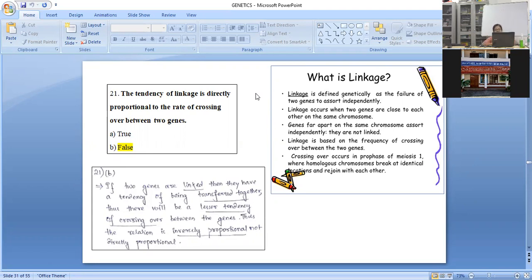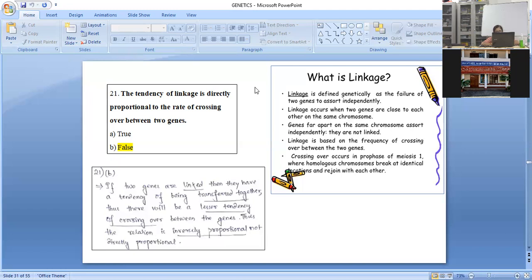So we can define linkage genetically as the failure of two genes to assort independently. Linkage will occur when two genes are close together on the same chromosome. And genes that are apart on the same chromosome will easily assort independently as they are not linked. So it is based on the frequency of crossing over between two genes. And the crossing over takes place in which phase? Prophase of meiosis 1, where the homologous chromosomes will break at identical locations and then rejoin with each other.